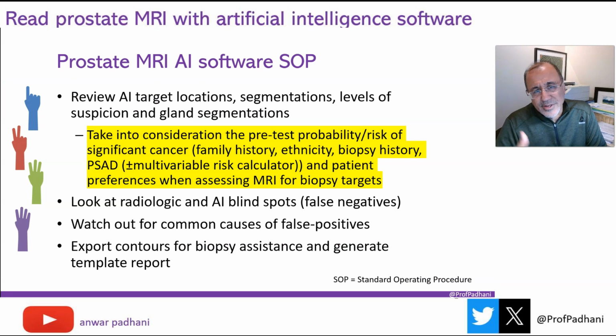Now, whatever software you decide to use, you need to take into consideration the pretest probability of a lesion being a cancer. In other words, you need to look at the family history, the ethnicity, the biopsy history, the PSA density, with or without the use of a multivariate risk calculator. And of course, you need to take into account the patient's preference about how tolerant he is to a false positive or false negative result.